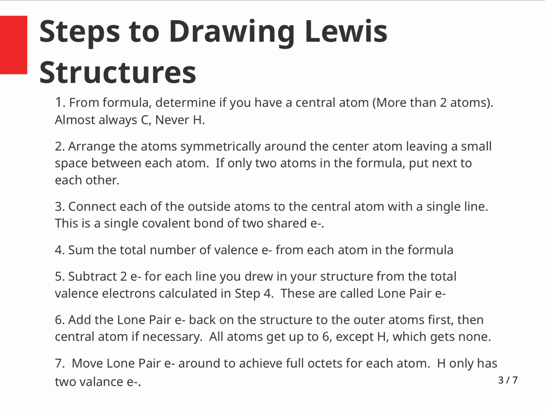HCl only has 2 atoms, H and Cl. So therefore, it won't have a central atom. If you do have a central atom, how do you determine which one is the central atom? Well, it's almost always going to be carbon, and it will never be hydrogen. So if you have carbon in your system, generally carbon is going to be the central atom.